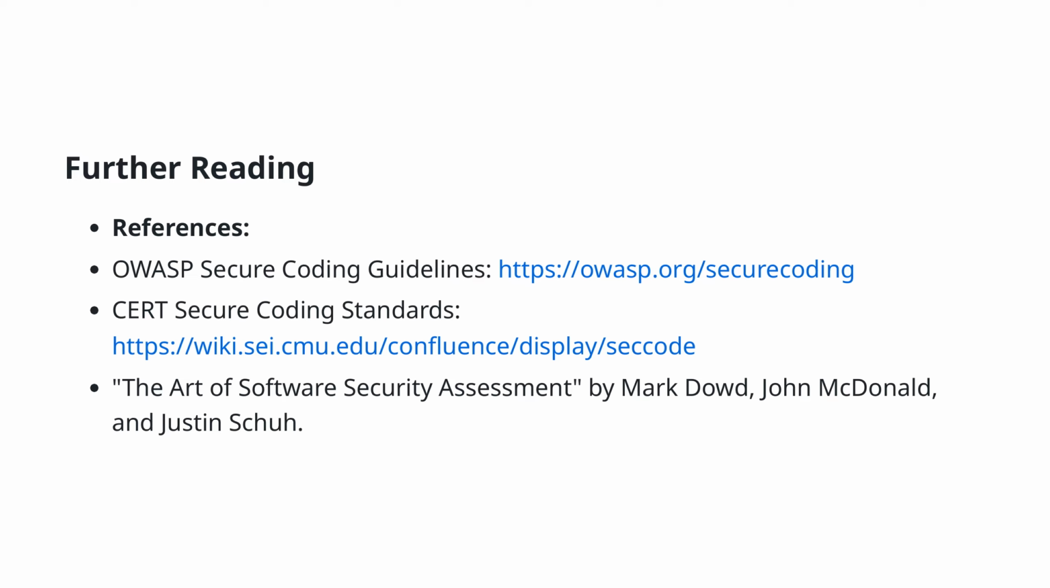To deepen your understanding of secure coding, I highly recommend exploring these additional resources. The OWASP Secure Coding Guidelines provide a comprehensive set of best practices for developing secure software. You can access them at the provided link. Another valuable resource is the CERT Secure Coding Standards, detailed in their wiki, which offers guidelines for secure software development. For an in-depth examination, The Art of Software Security Assessment by Mark Dowd, John McDonald, and Justin Schuh is an excellent book that covers various aspects of software security assessment. These resources will strengthen your knowledge and help you implement secure coding practices effectively.